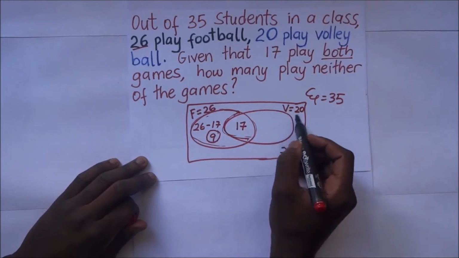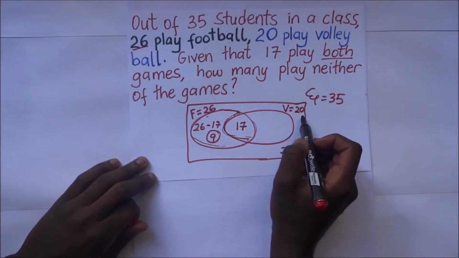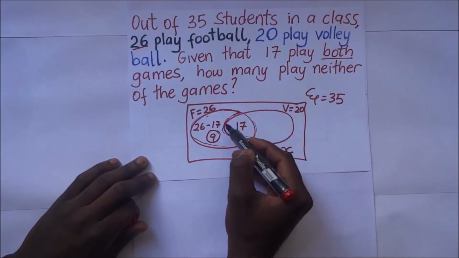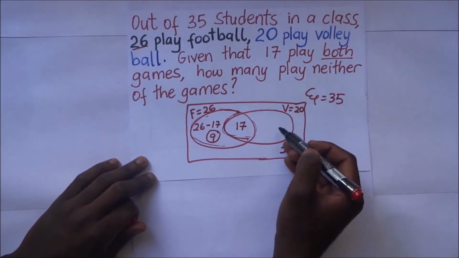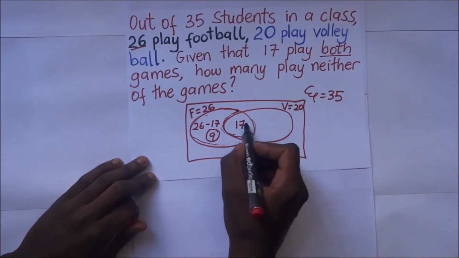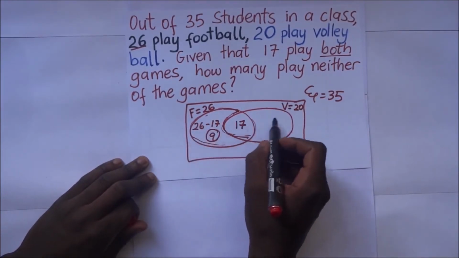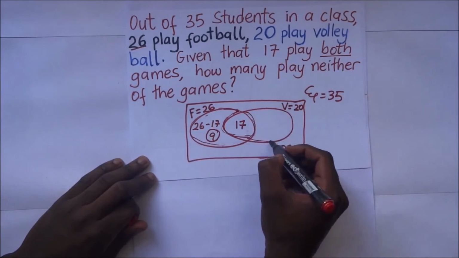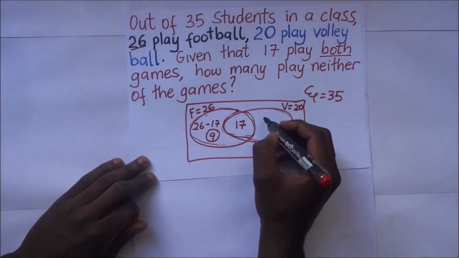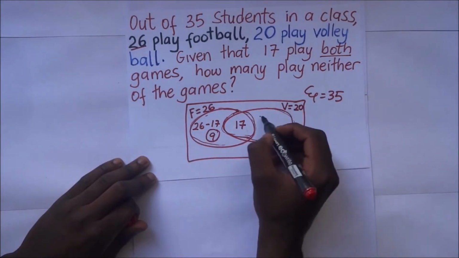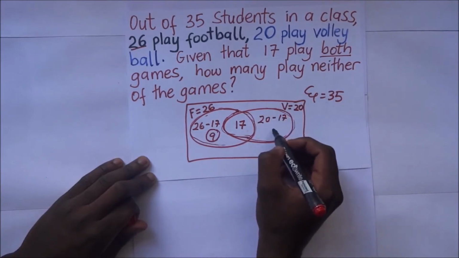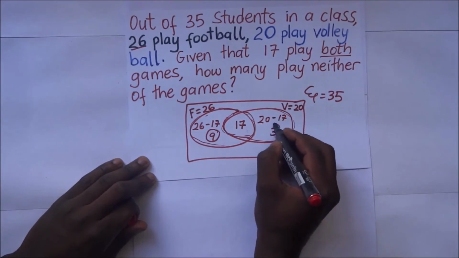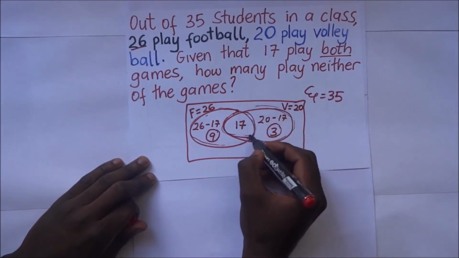Then the ones that play volleyball, we say they are 20. It means these 20 covers everything inside this circle. They are the people who play volleyball. But amongst the people who play volleyball, there are those who play volleyball and football, which are 17. And then those ones that play volleyball only, they are this section. We can get them by saying this 20 minus the 17, and the answer we get here is 3. So there are only 3 students here that play volleyball only.